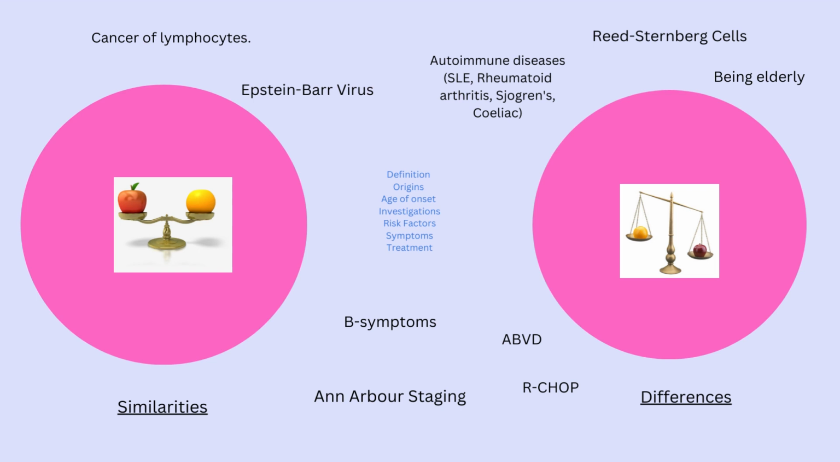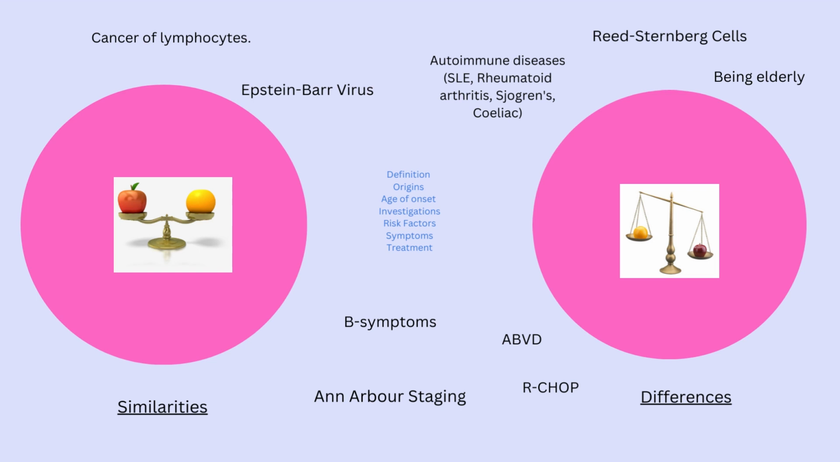Autoimmune diseases such as rheumatoid arthritis, systemic lupus erythematosus, Sjögren's disease, and celiac disease overstimulate the white blood cells such as lymphocytes and therefore increase the risk of the lymphocytes metastasizing, and therefore these autoimmune diseases are a risk factor for both Hodgkin's and non-Hodgkin's lymphoma.